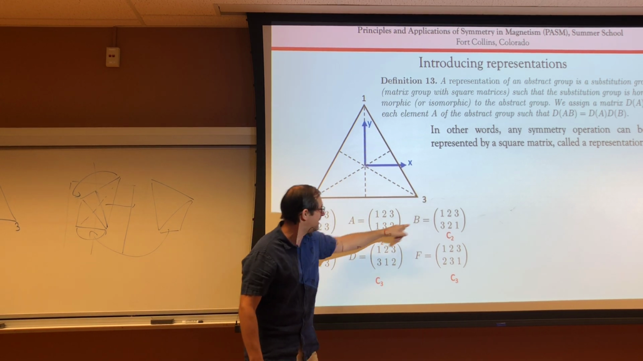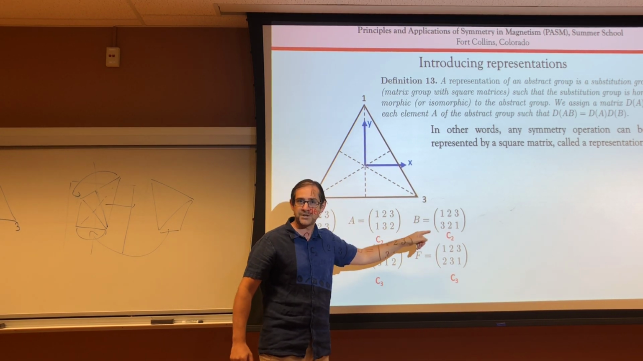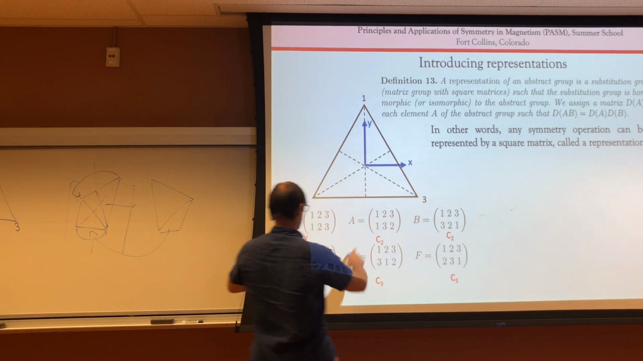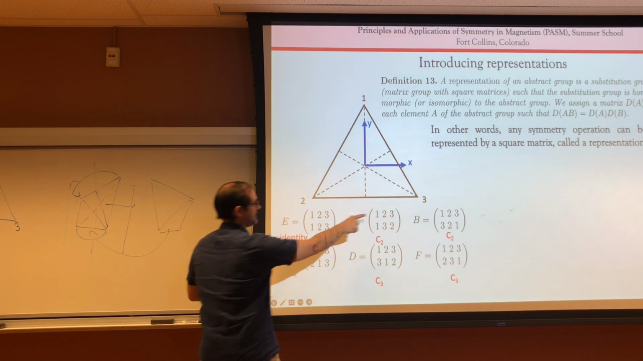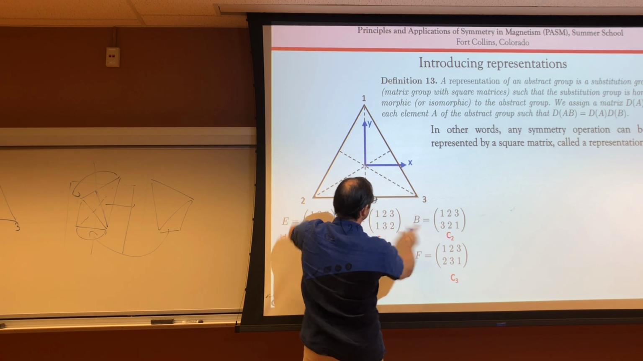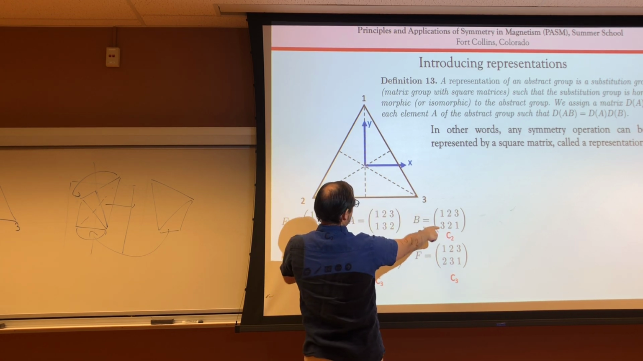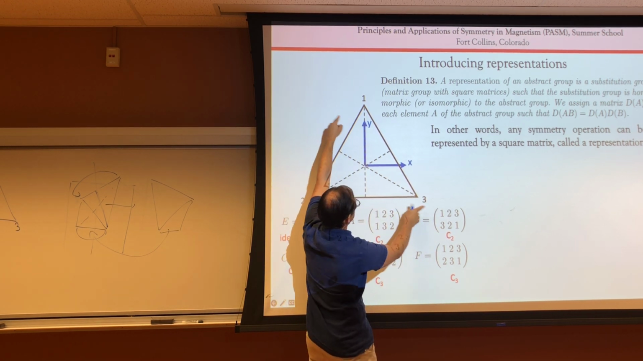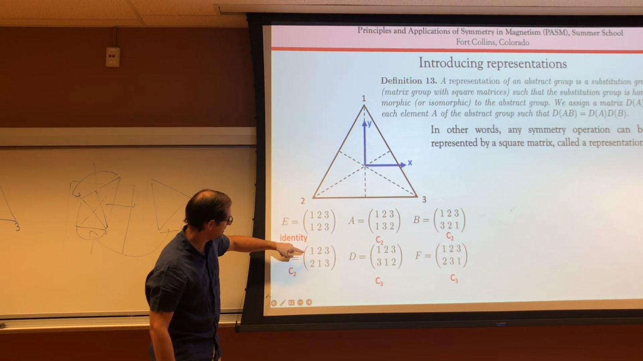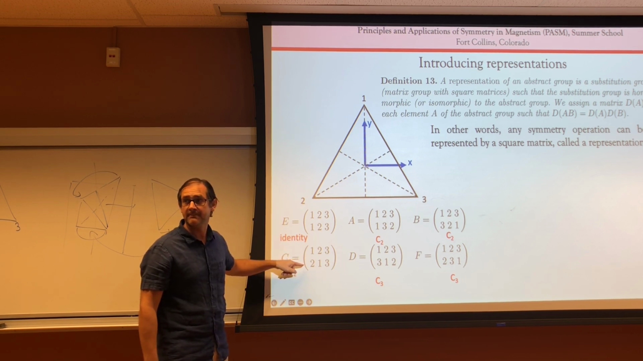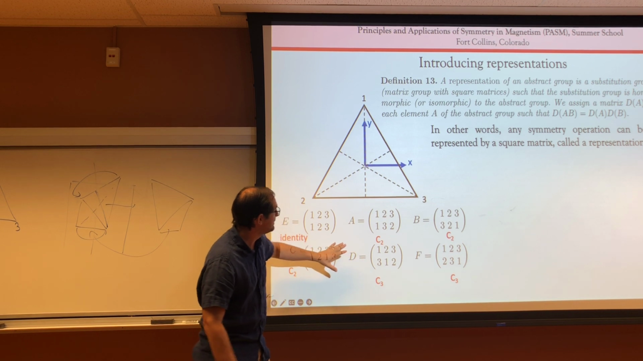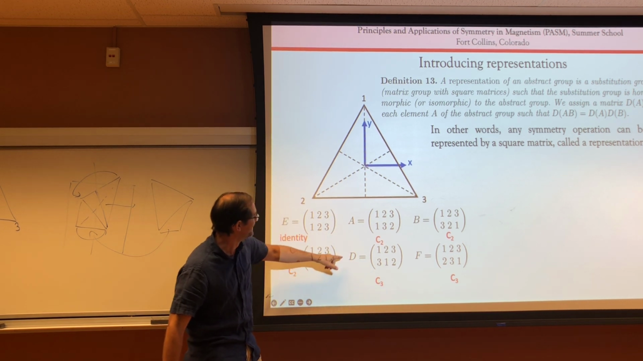So A, B, and C are the three C2 rotations. One is this one, that's the A rotation. B keeps 2 unchanged, so it exchanges 3 and 1. And C exchanges 2 and 1. Okay? Going step by step, very slowly, which is good for me because otherwise I get lost.